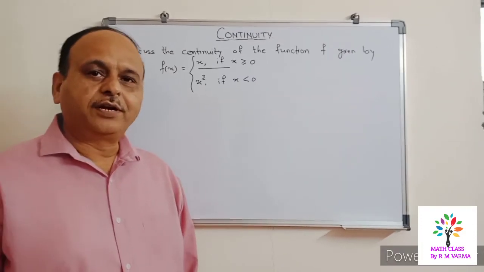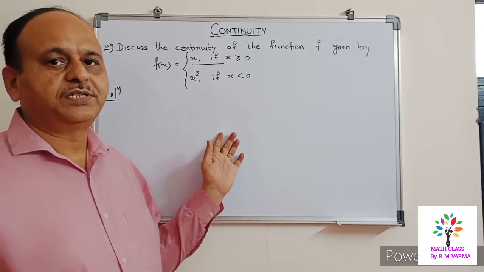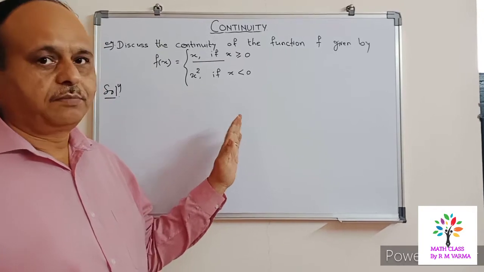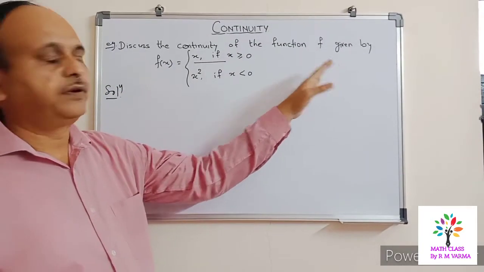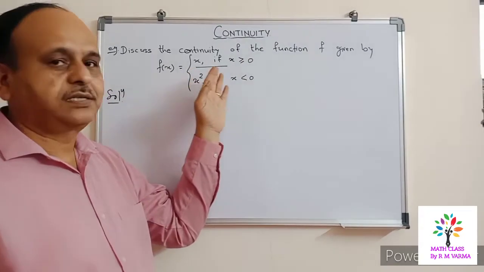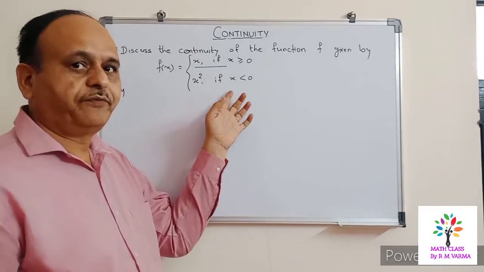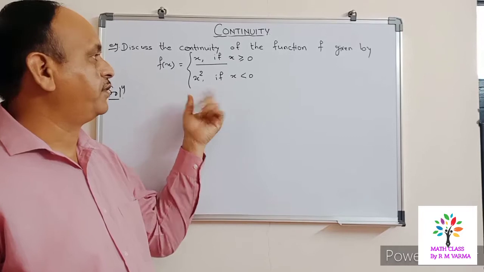Continuity. We continue with the discussion related to the continuity. How do we check the continuity of the given functions? Now the sum given is: discuss the continuity of the function f given by f(x) equals x if x is greater than or equal to 0, and f(x) equals x square if x is less than 0. We have to discuss the continuity of this given function.